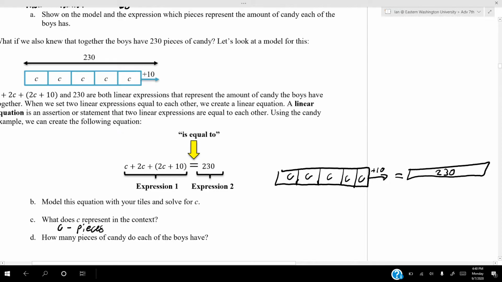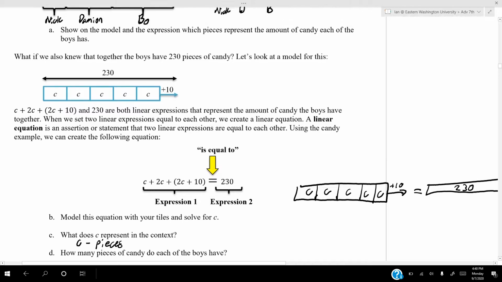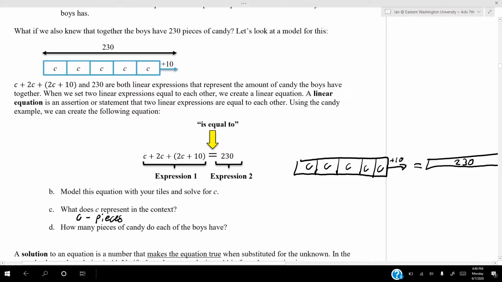I think I spelled that wrong. No, I didn't spell it wrong. Good. It looks funny. Pieces of candy.